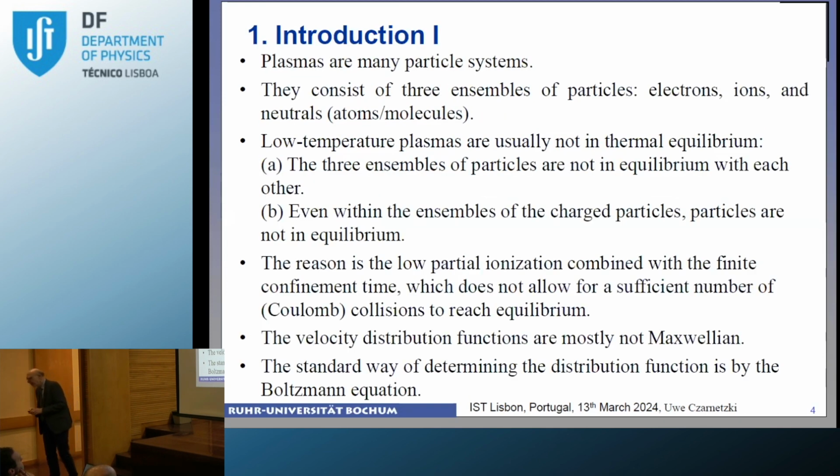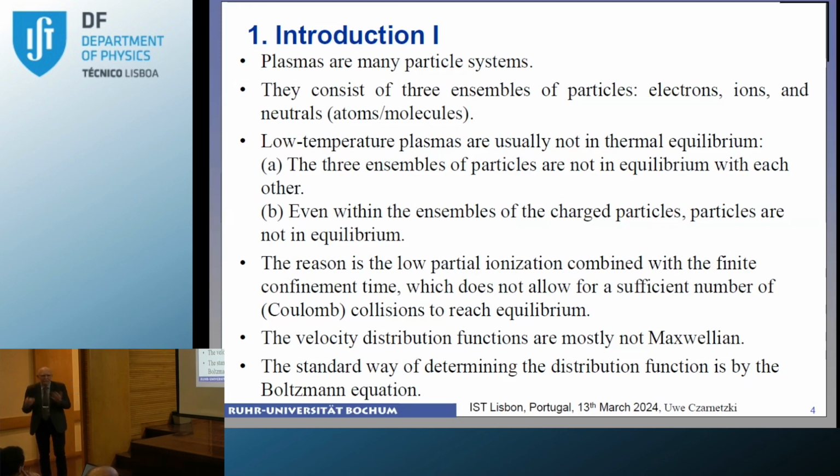So obviously, plasmas are many particle systems. And these low temperature plasmas we are talking about, low temperature means electron temperatures of a couple of electron volts. They typically consist of three ensembles of particles, namely electrons, ions, and neutrals, that might be atoms or molecules. Well, you can further distinguish if you look for dissociation and so on, but that is a secondary aspect today. So these low temperature plasmas are usually not in thermal equilibrium, and that's where the fun comes in. You have these three ensembles of particles which are not in equilibrium with each other, and even within an ensemble, the charged particles are not in equilibrium.